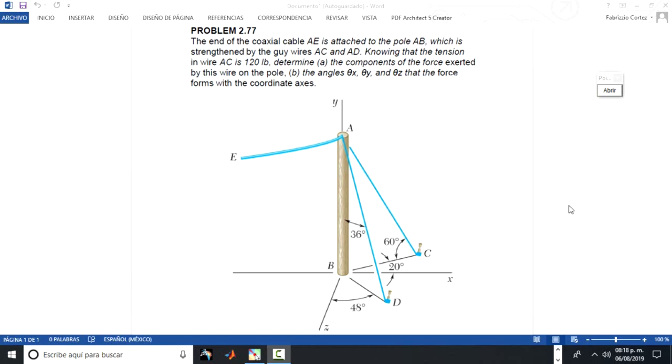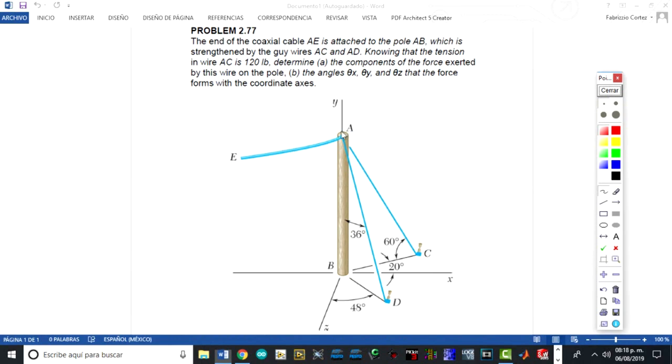So this problem is about vectors in 3D, in three dimensions. What we need to do first is to read the problem again in order to identify what they are asking us to calculate. We can see the coaxial cable AE. I can draw it; this is the coaxial cable AE, attached to the pole AB. This is the pole AB, which is strengthened by two wires, the guy wires AC and AD. This is cable AC, and this is another cable AD.